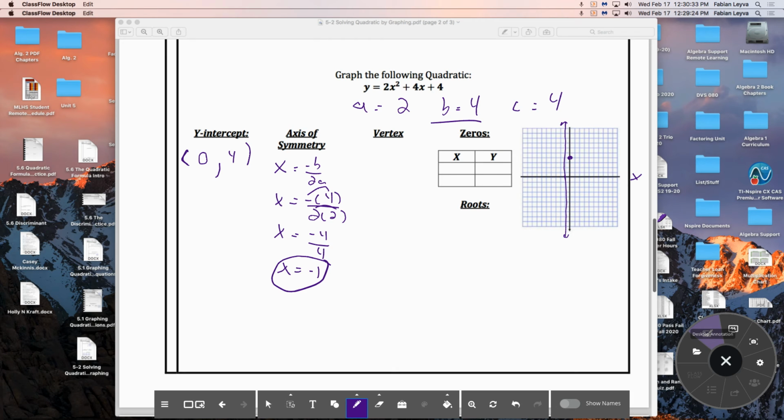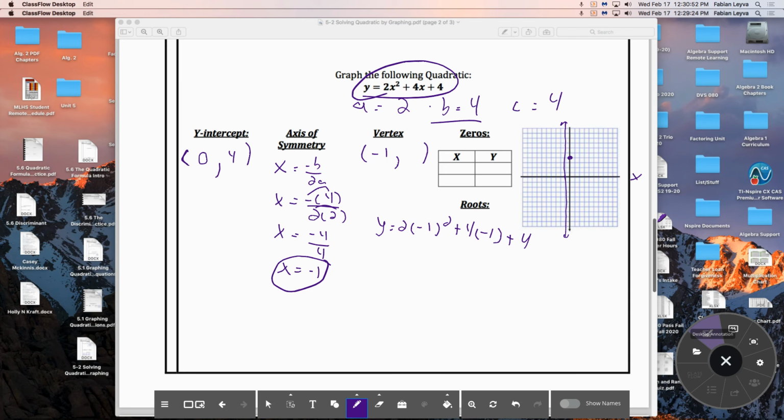Now let's go ahead and find our vertex, which is just the highest or the lowest point. My x is negative 1. In order to find the y, all I have to do is plug it in. So y is going to be equal to 2 times whatever x is squared plus 4 times whatever x is plus 4. Again, what am I doing? Plugging in a negative 1.